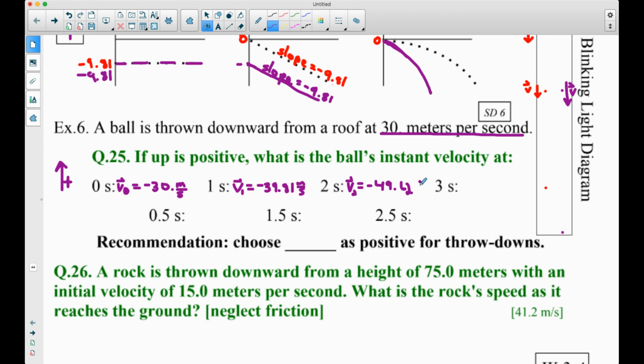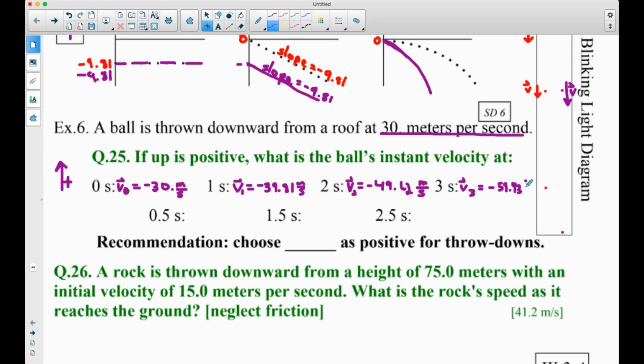And finally at 3 seconds, in the drop problem, we went another 9.81, which got us to 29.43. But in this one, we got a head start of 30 meters per second downward. So negative 29.43 is actually negative 59.43 meters per second. Fine.